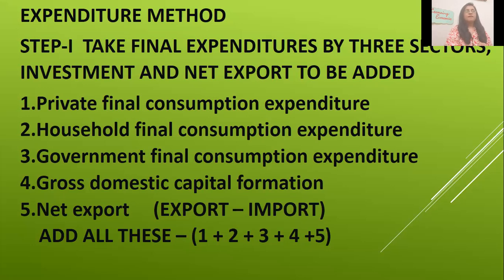Step 1, take final expenditures by all three sectors. We have to take investment also, and export also. So we'll add 5 things: private final consumption expenditure, which is expenditure of the production sector; household final consumption expenditure, expenditure of consumers; government final consumption expenditure, expenditure of government for people; gross domestic capital formation, an investment for the whole year done within the domestic territory; and net export, export minus import. So this will be the first step.